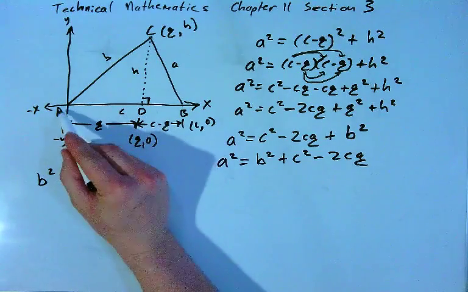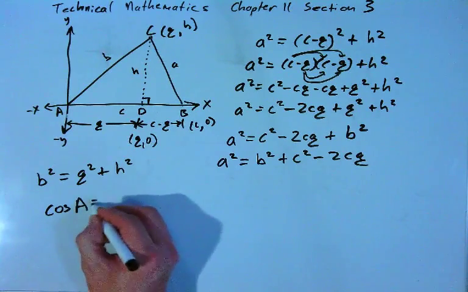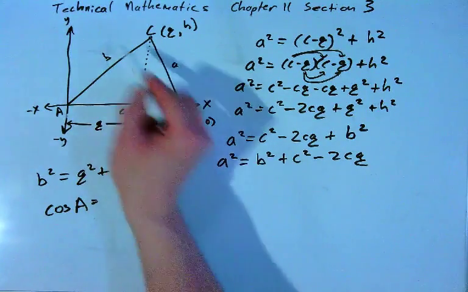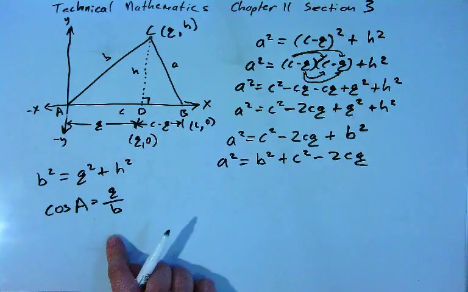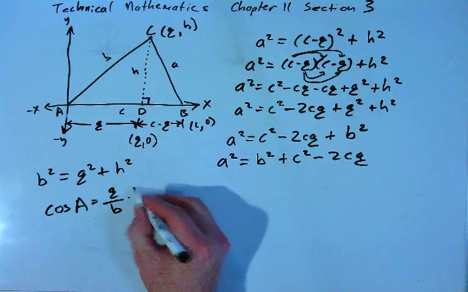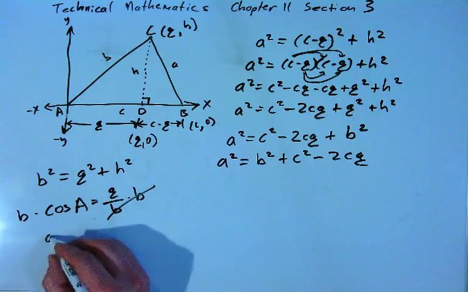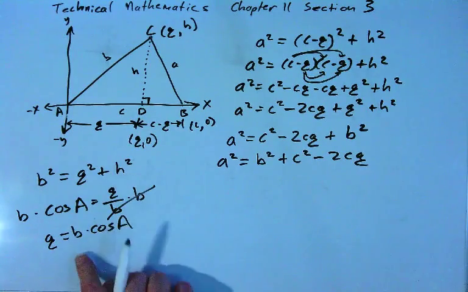The last thing I want to do is look at angle A. The cosine of angle A is going to be the adjacent side, which is G, divided by the hypotenuse, which is B. Cosine of A is G over B. And what I want to do here is multiply both sides by B, so that B cancels, and we get G equals B times the cosine of A.